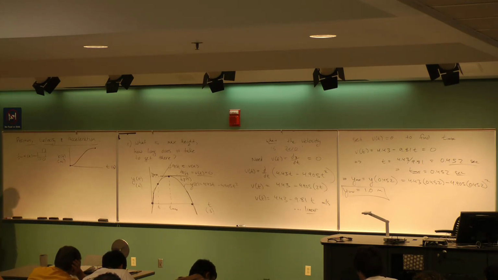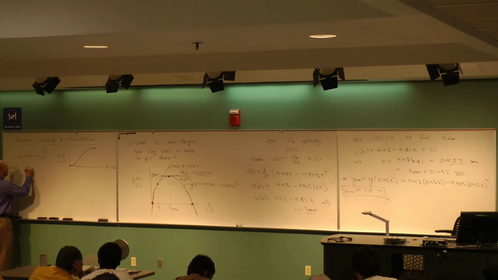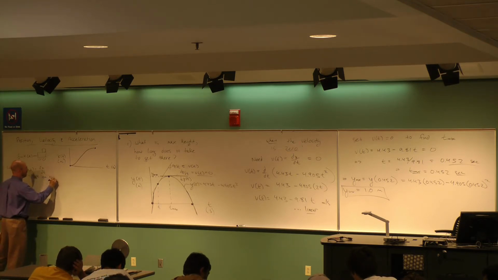Well, the velocity of that same thing is the rate of change, right? So the velocity v of t is dx/dt, right? And that is the slope of x of t.